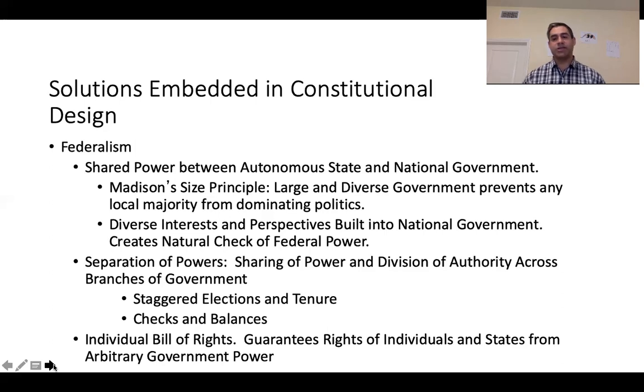They want guarantees that government will not be able to deprive them of individual freedoms and liberties like freedom of religion, freedom of speech, that the power of the state won't be used arbitrarily and coercively, that there'll be rules and procedures and liberties that are guaranteed to citizens of the United States.